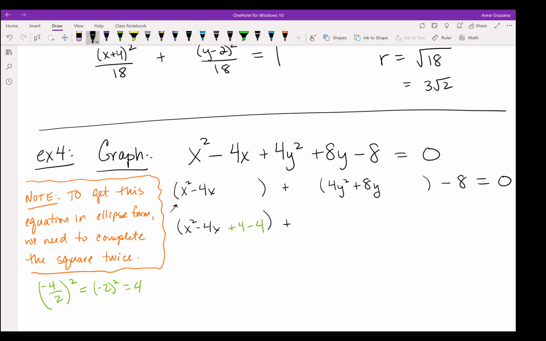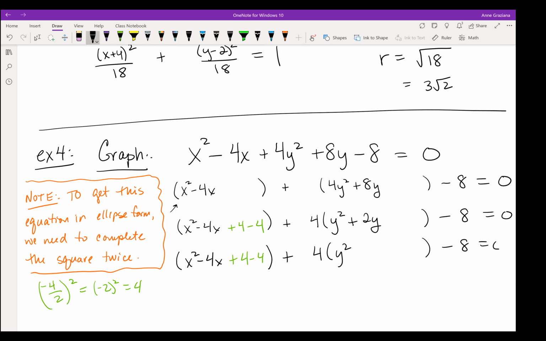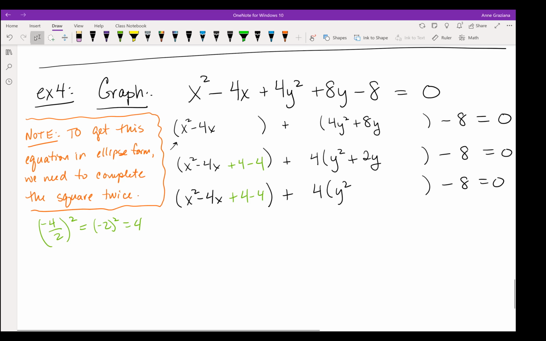Now for the other one, I don't have a 1 in front of the y squared, so we need to factor this out. So this is y squared plus 2y minus 8 over here. So this is going to be x squared minus 4x. I'm just going to rewrite this and bring this down. And now it's time to do this other one. So I'll do this one in blue.